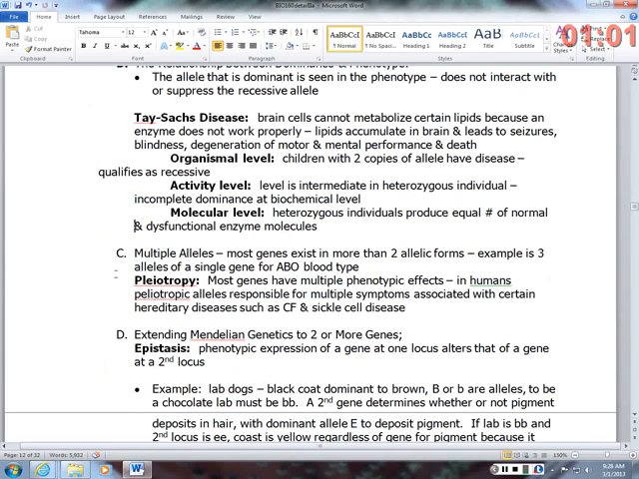So most genes are going to exist in more than two allelic forms. Your blood type is an example; there are the ABO possibilities. Pleiotropy is where most genes have multiple phenotypic effects. So you've got pleiotropic alleles responsible for multiple symptoms that go along with diseases like cystic fibrosis and sickle cell disease in humans. So you don't just have two options of how that gene is going to be expressed.